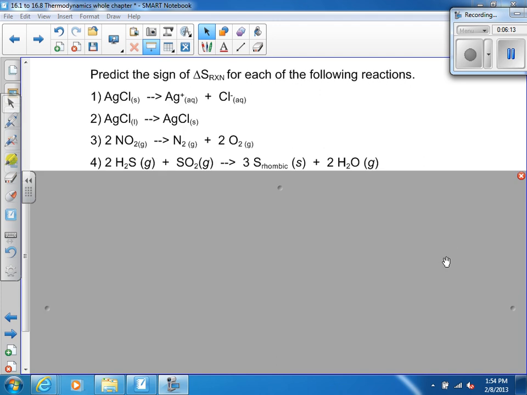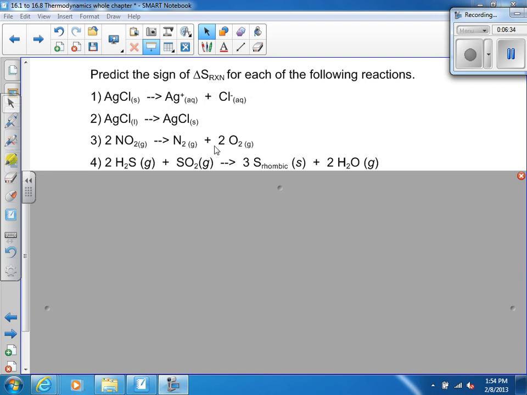All right. Predict the sign of delta S reaction for each of the following reactions. You can pause this and fill it in. I'm going to talk a little bit and then show you the answers. If there's no gases, you just have to think about what makes sense here. If there are gases on both sides, you have to compare the total moles of gas. You ignore solids and liquids if there are any gases. You just look at the total moles.